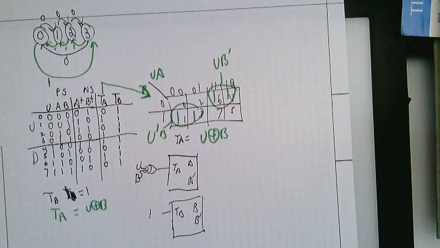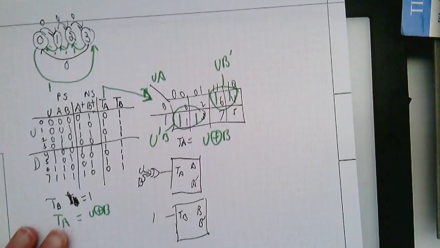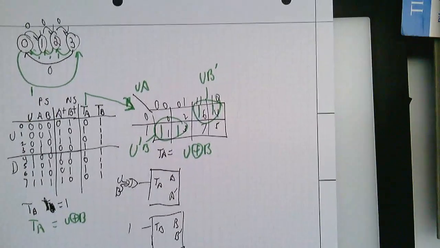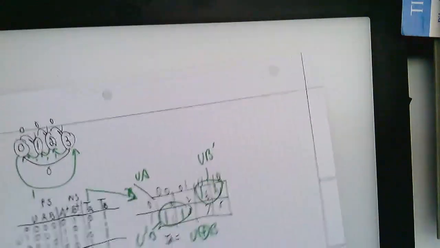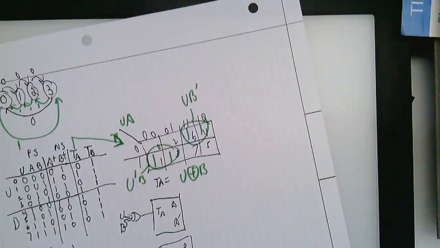So that's that. You now have your first finite state machine with an up-down counter. I just think that's so much fun. Let's do another one.